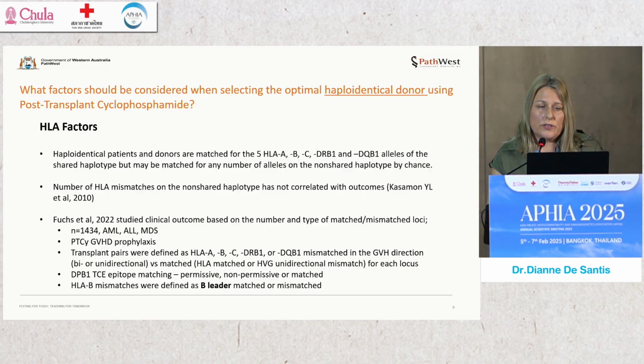Fuchs et al. in 2022 studied clinical outcomes based on the number and type of matched and mismatched loci. The cohort included 1,434 patients who had AML, ALL and MDS. These were given PT-Cy GVHD prophylaxis, and transplant pairs were defined as A, B, C, DR or DQ mismatched in the GVH direction versus matched for each locus. They considered DPB1 TCE epitope matching, and the HLA-B mismatches were defined as B leader matched or mismatched.